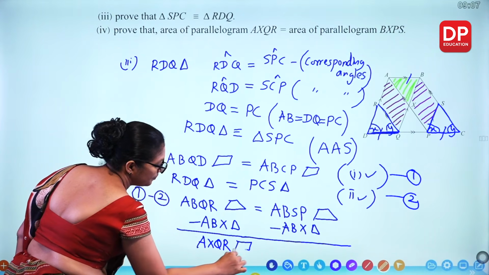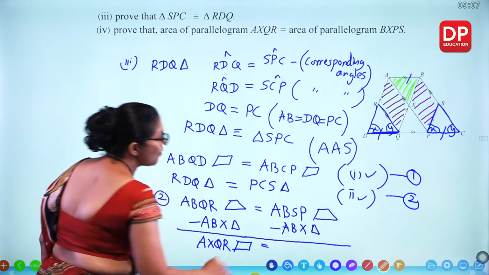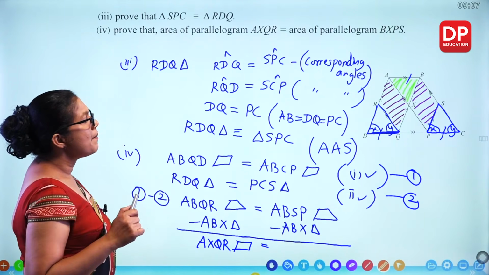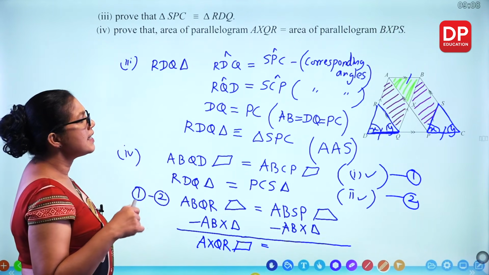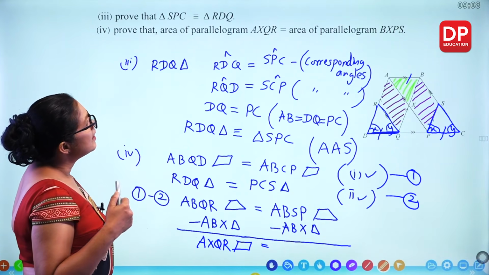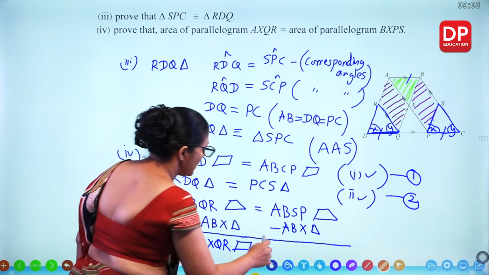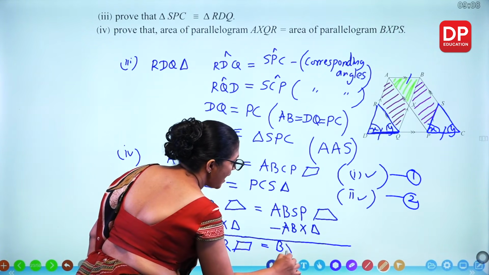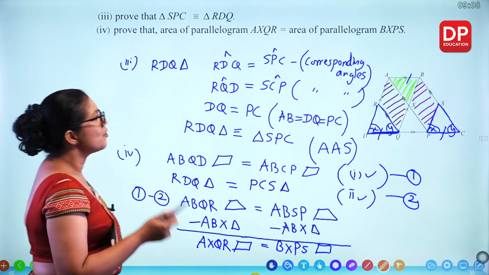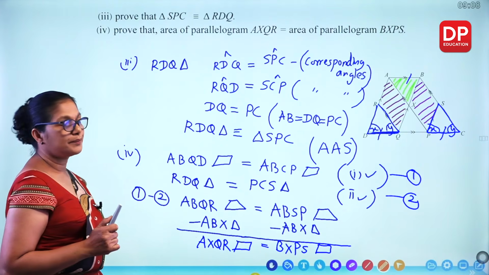AXQR parallelogram. So that should be equal to... On the other side, when I remove ABX triangle, I am getting the other parallelogram. That's BXPS parallelogram. So both are equal.